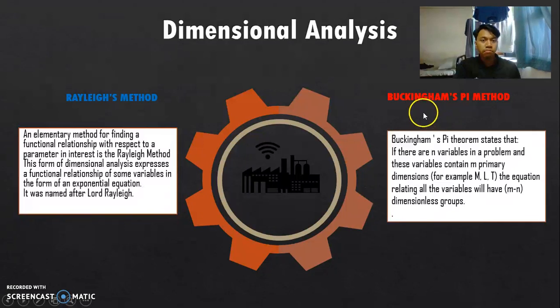The second one is Buckingham's pi method. Buckingham's pi theorem states that if there are n variables in a problem and these variables contain m primary dimensions, for example mass, length and time, the equation relating all the variables will have n minus m dimensionless groups.